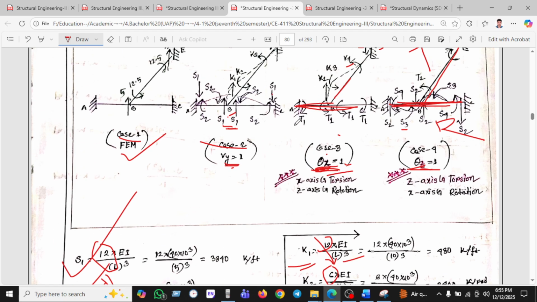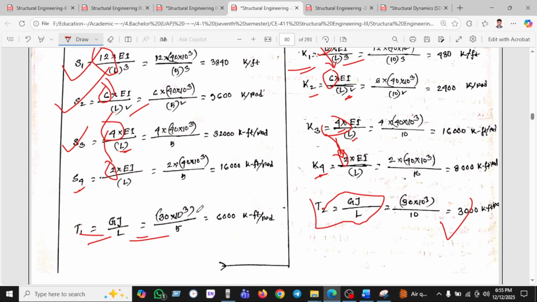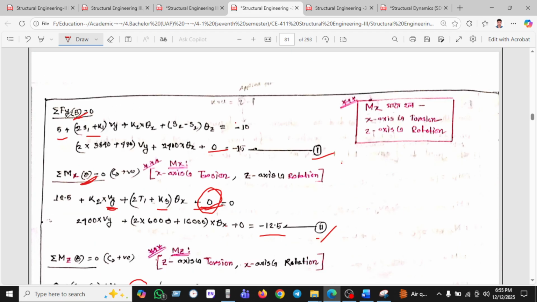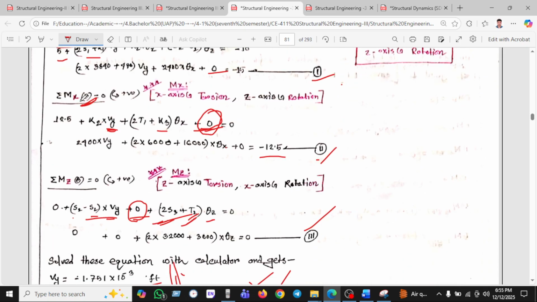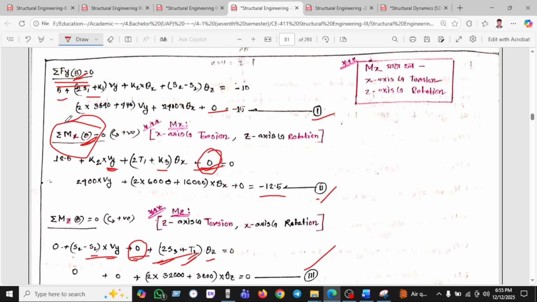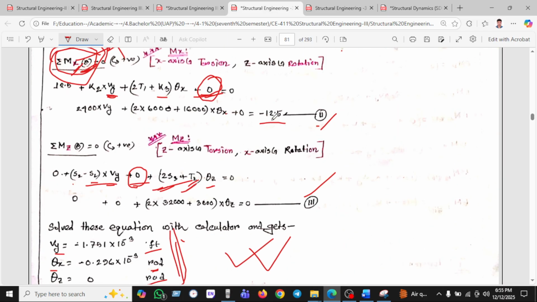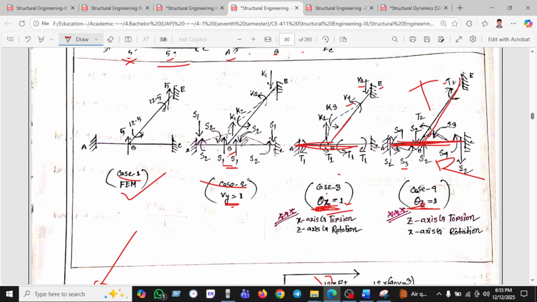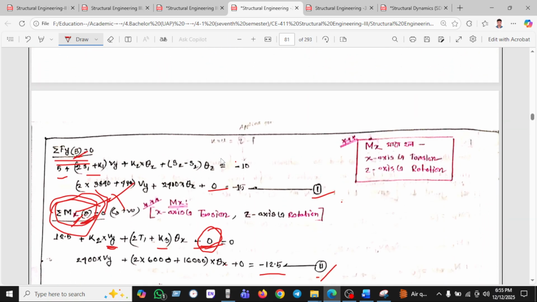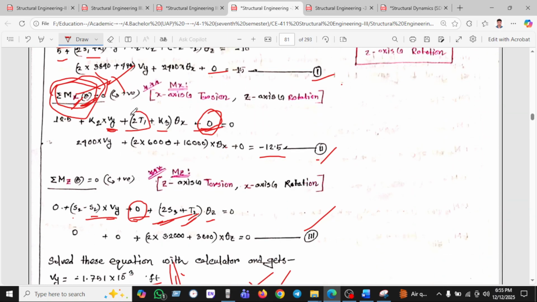After solving this equation and finding all these values, we find the summation of Fy and the summation of Mx. This is important. How will we calculate Mx? That means the x axis will be torsion. If there is no torsion in the x axis, we cannot take this. This is the x axis torsion, so we take this here. In this way we can take the torsion only in the x axis.